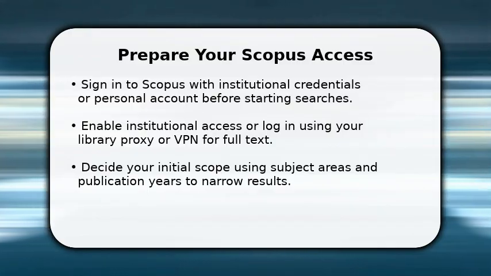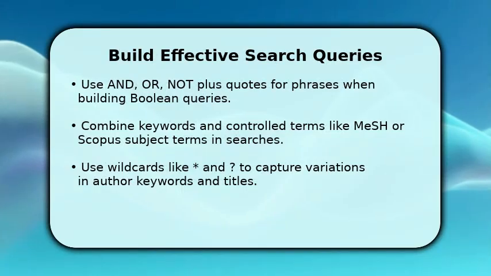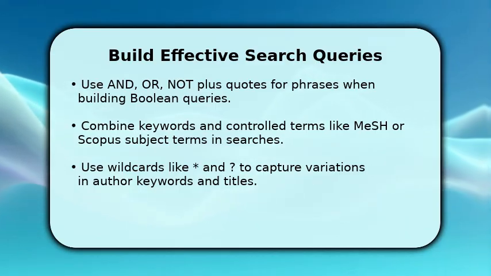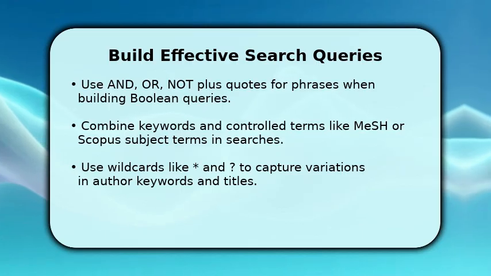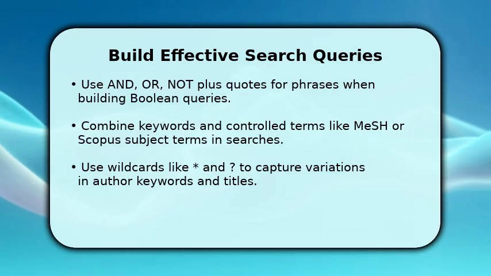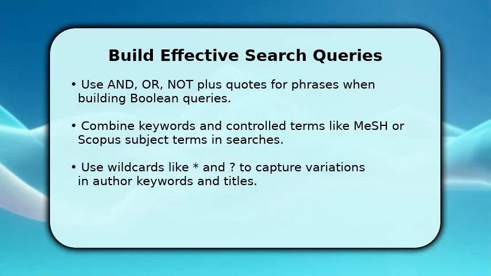Open the Advanced Search panel to construct precise Boolean queries now. Combine keywords using OR, AND, NOT operators to shape your results. Put multi-word phrases in quotes, such as "machine learning", to match exact phrases. Use parentheses to group clauses and control logic in complex queries.